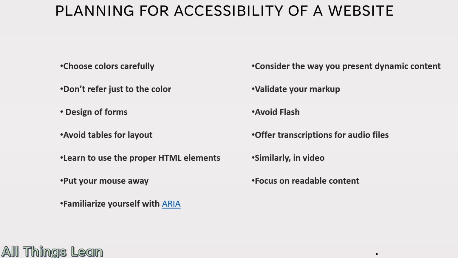Keep tables for data presentation. Make certain to use the HTML scope attribute to explain the relationship between cells too. Learn to use the proper HTML elements for lists and don't put them on the same line as the text. This helps screen reading software to parse lists.